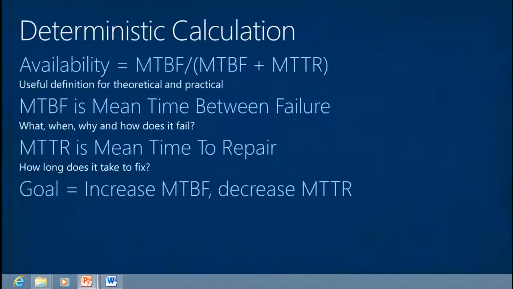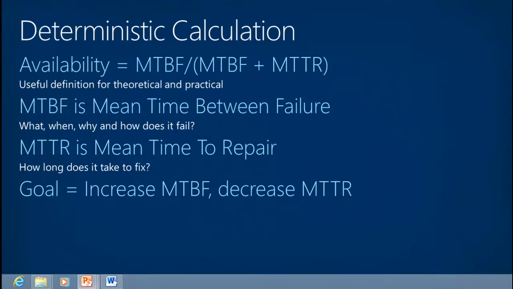Taking all of those things into account, you can build what we call a deterministic calculation model. So availability basically equals MTBF divided by MTBF plus MTTR, mean time between failures divided by mean time between failures plus mean time to repair. What you ultimately want to do at the end of the day, absent of all the math in order to come up with the right number, is basically you want to increase the amount of time between failures and decrease the amount of time it actually takes to resolve a failure.